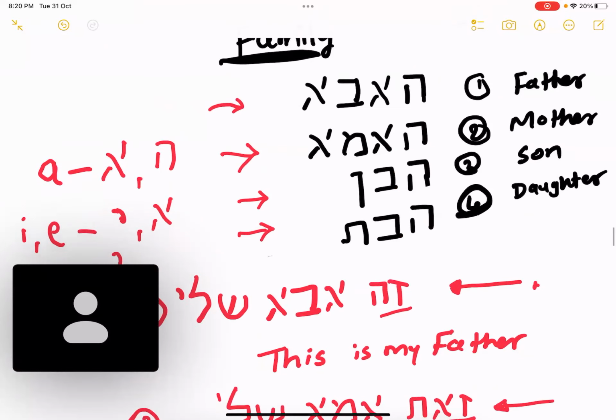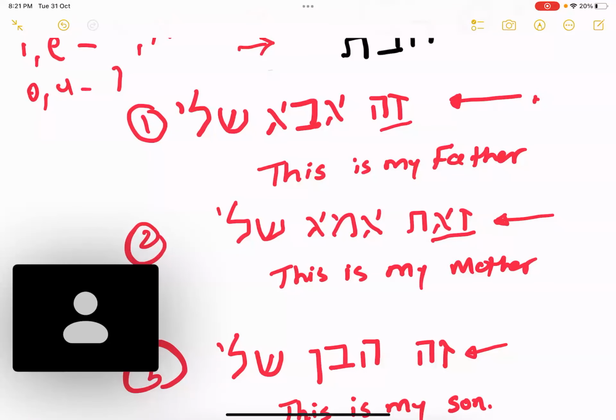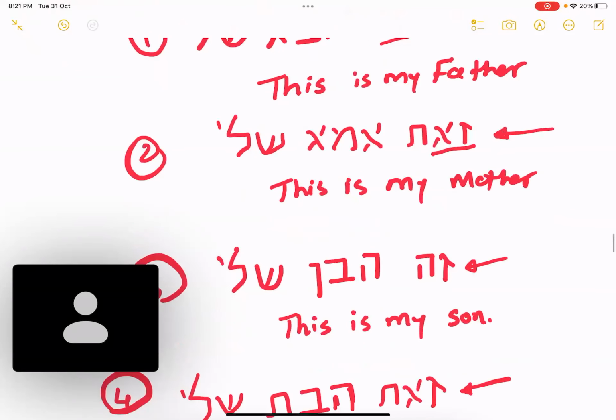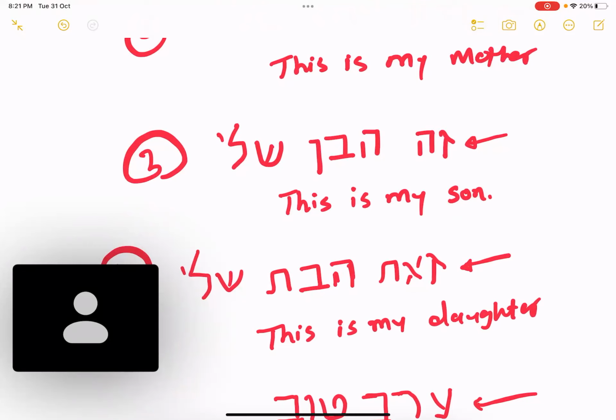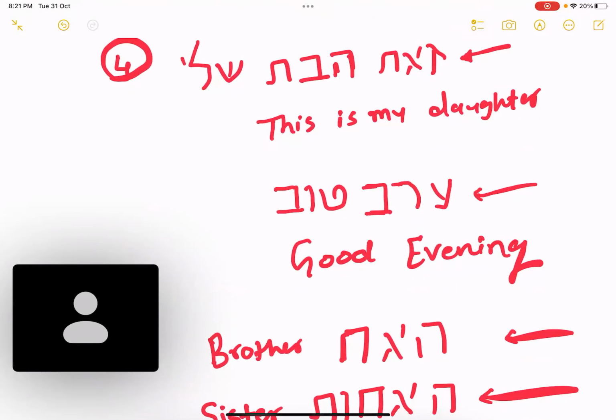And from this we are making these sentences. Ze abba sheli, this is my father. Zot ima sheli, this is my mother. Ze haben sheli, this is my son. And zot habat sheli, this is my daughter. Read this one. Erev tov means good evening.